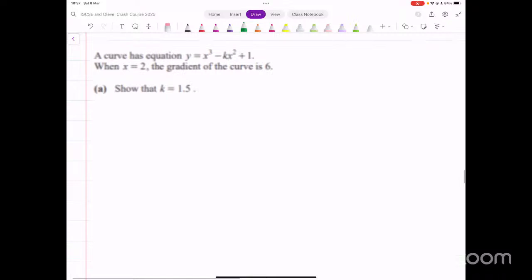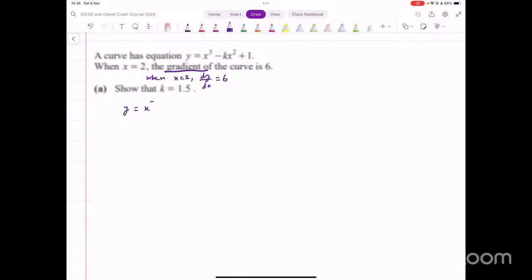This is a bit blurred. Let's do this. A curve has this equation, y equals x cubed minus kx squared plus 1. When x is equal to 2, the gradient of the curve is 6. Gradient of the curve, remember, what do we understand from that? dy over dx. dy over dx is equal to 6. That's what they're saying. When x is equal to 2, dy over dx is equal to 6. Okay, so that's the function that we have now.